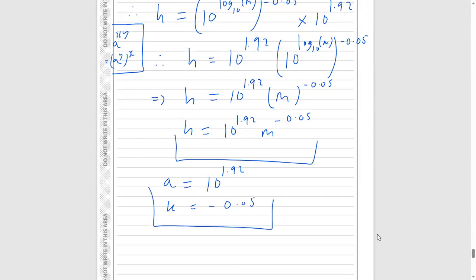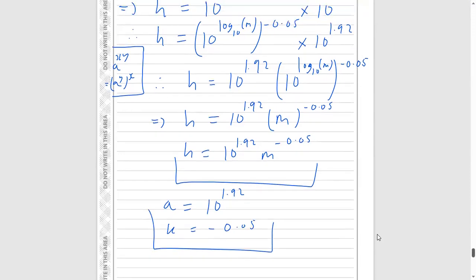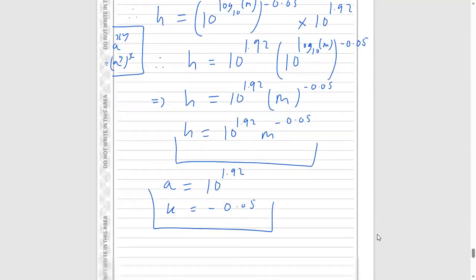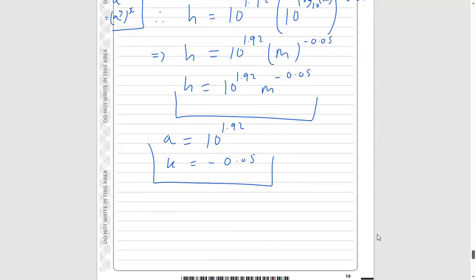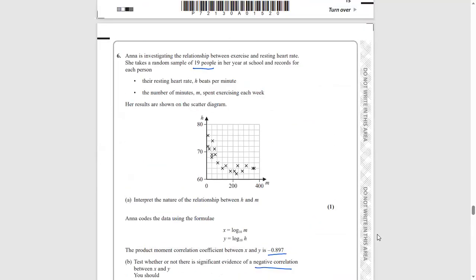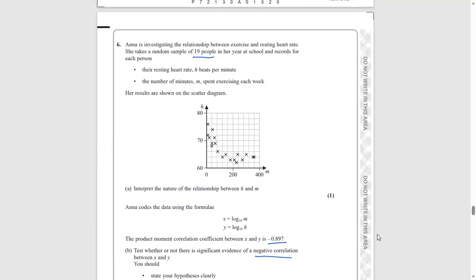We've answered the question. So we've got our formula for h, where a is 10 to the power of 1.92, and where k was this negative 0.05. So we've answered the question there. So that would conclude this question 6 from the stats paper in 2022, the final question of the 2022 Edexcel stats paper.